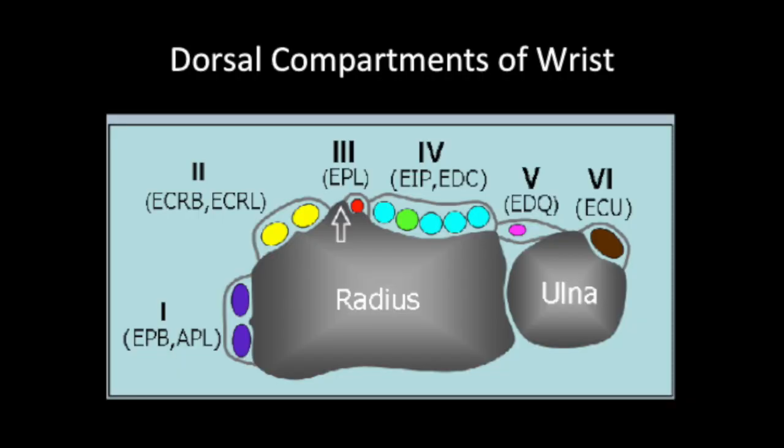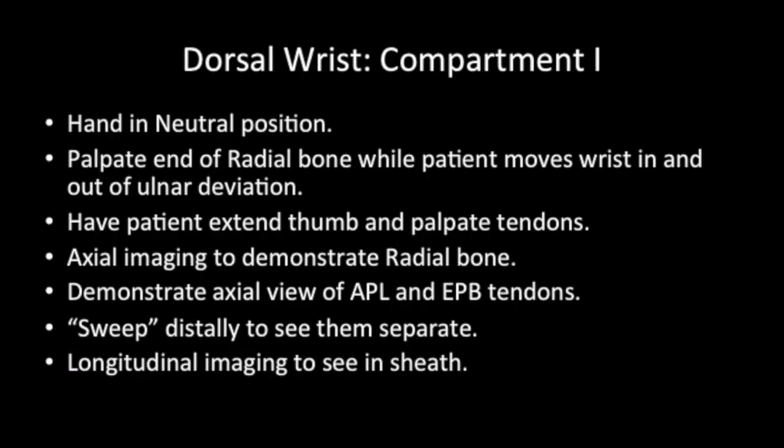This graphic demonstrates the 6 dorsal compartments of the wrist. The arrow demonstrates Lister's tubercle, which is a helpful landmark in denoting the actual compartments. The patient's forearm is placed in the neutral position. The radial bone serves as a perfect hyperechoic landmark.